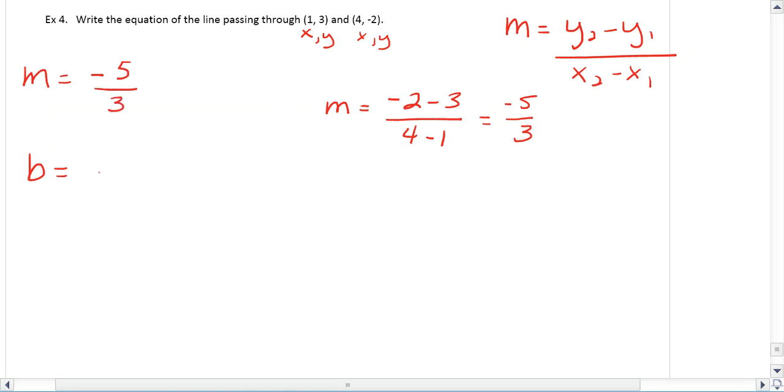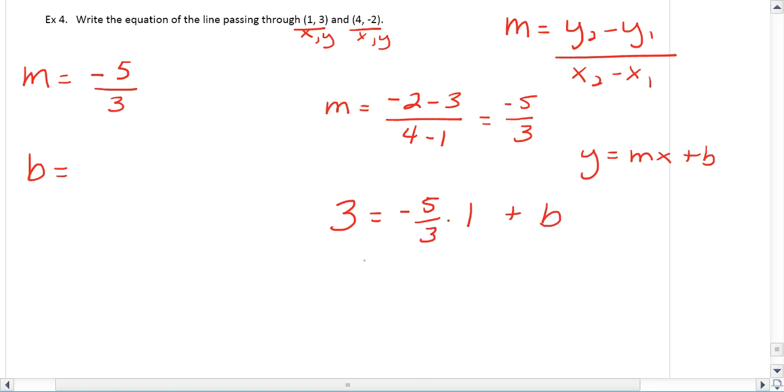And once again, of the 4 letters in this equation, y equals mx plus b, of those 4 letters, we know 3 of them. Both of these points lie on the line, so it does not matter which xy you choose. You can choose either one and we'll still get the same y-intercept. But we do have to use the -5/3 for your slope. So I guess I'm just going to use the first ordered pair for no particular reason. So 3 equals -5/3 times x is 1 plus b.